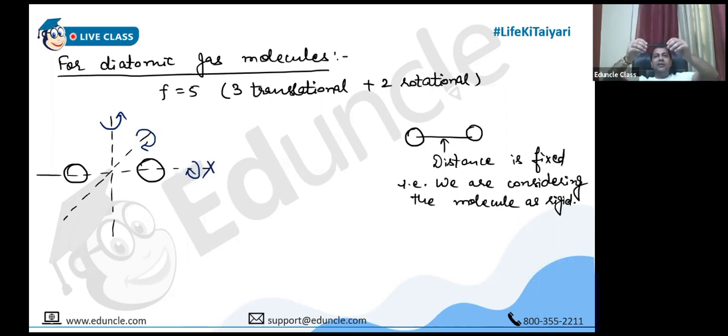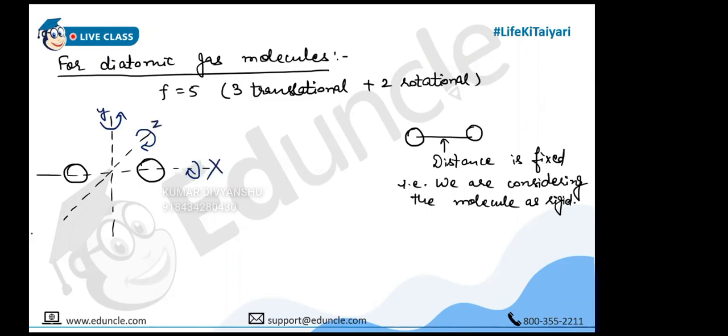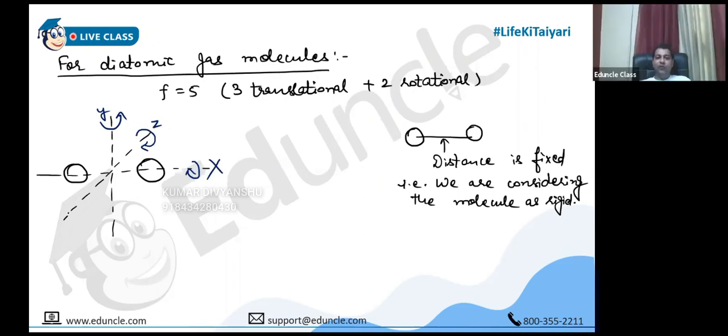For example, I'm rotating this marker around its own axis. Then I'm not able to observe any difference. If you rotate the cylinder around its own axis, then it will appear identical to how it was before rotation. Isn't it? Clear? So that's why only 2 rotational degrees of freedom are there.